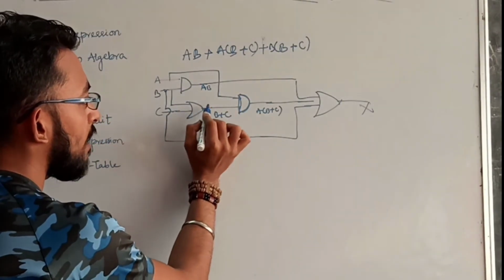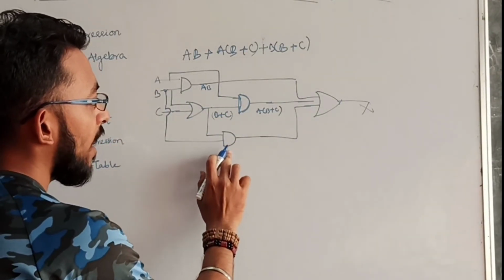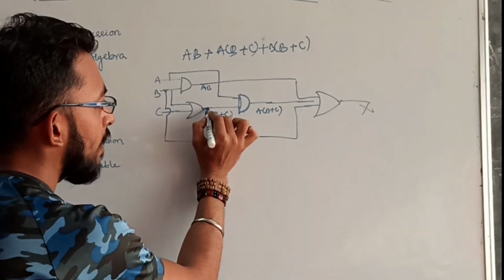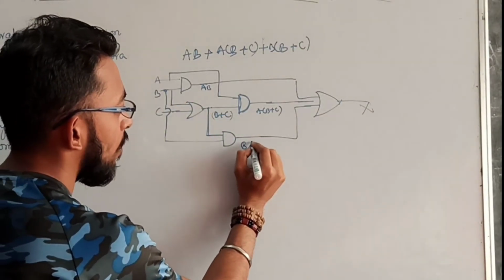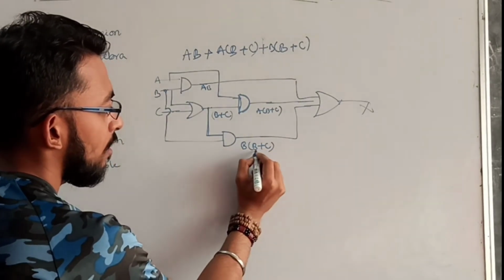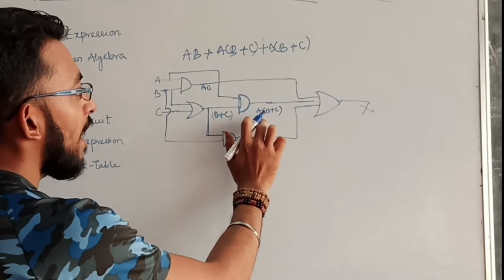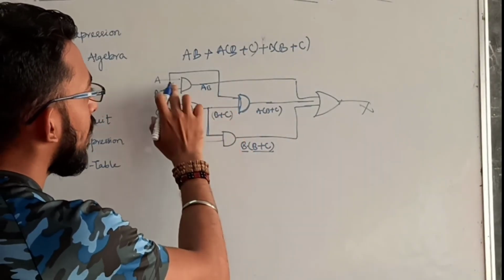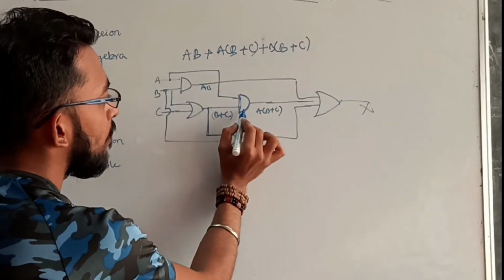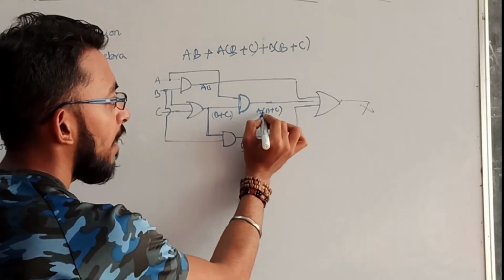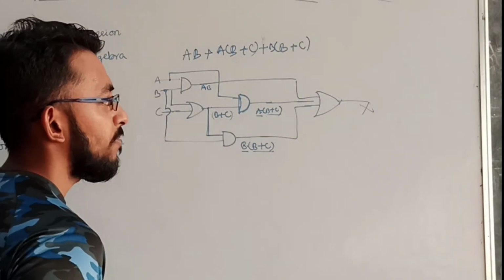Second, one OR gate is there. What is the output? B plus C. Next one AND gate is there, and this AND gate has one input from B plus C and the second input from B. So it will be equal to B dot B plus C. This is one input, this is one input, they are ANDed. For the second AND gate, one input is taken from A, and the second one is from this B plus C. So it will become A dot B plus C.